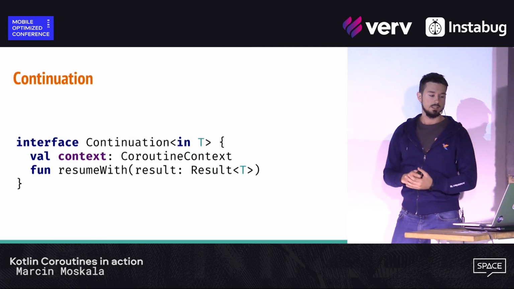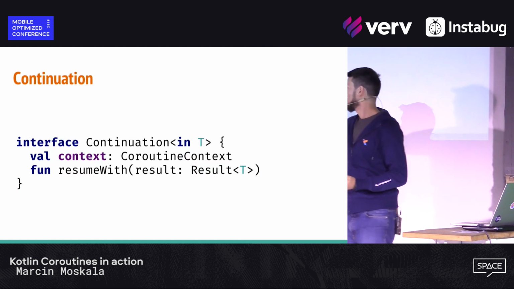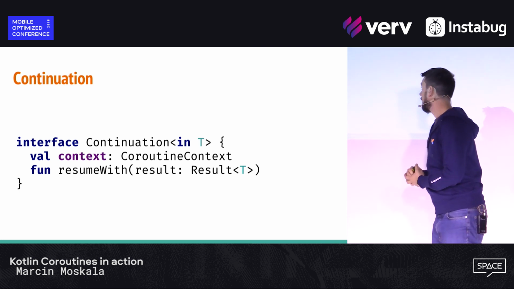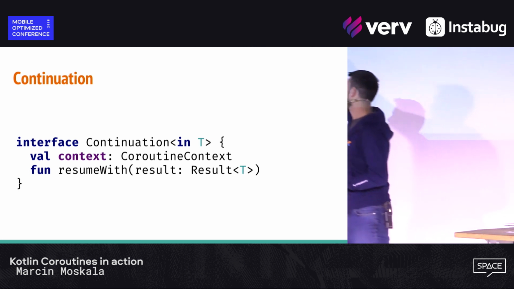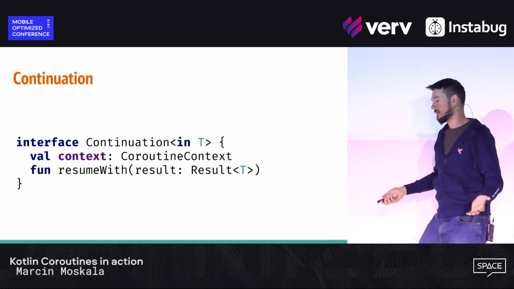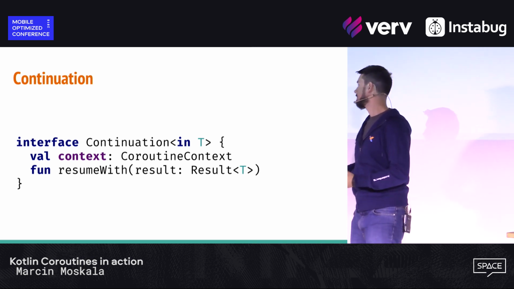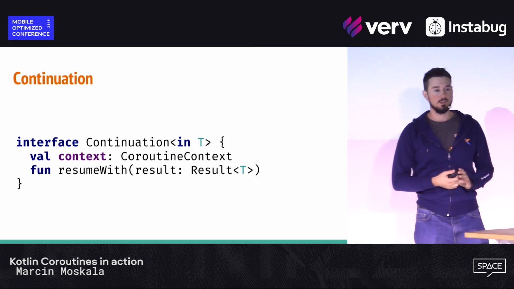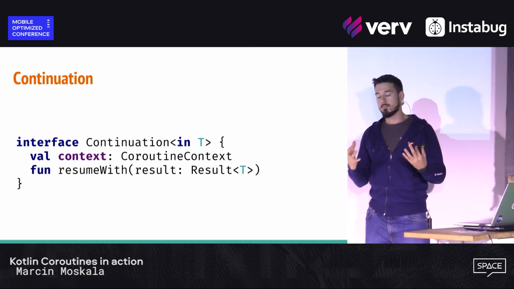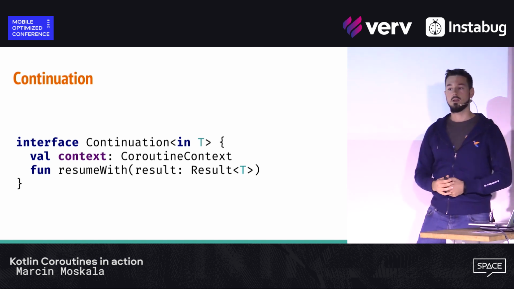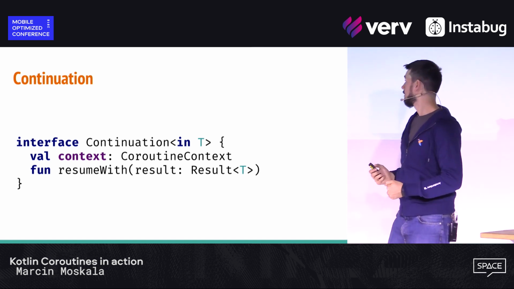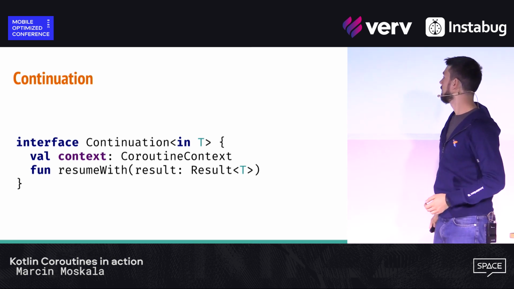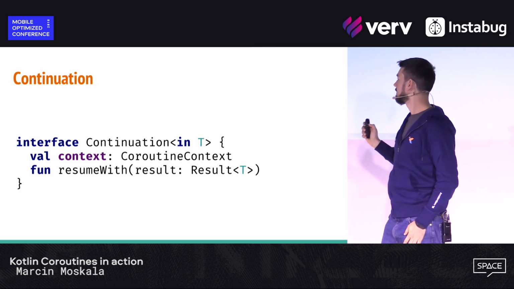Continuation itself is just an interface with just a resume with, or traditionally resume and resume with exception. Resume with takes a result that is either a success and some data, or an exception. And there is some context. We are going to talk about context later, but it might be empty. This is just a holder for some additional data to parameterize this coroutine. So the continuation holds data about the state, and this is a generic interface to define it.